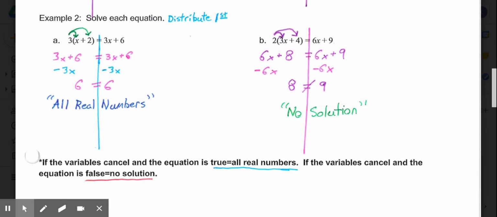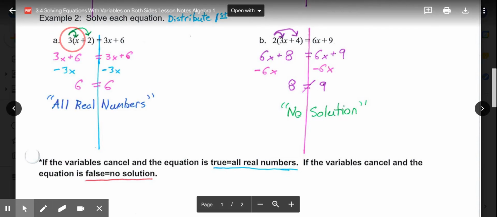Now in example 2, we have the distributive property first. Then if we can combine like terms, we would do that. And then we want to get the variable to one side and then isolate the variable. So we first need to use the distributive property.